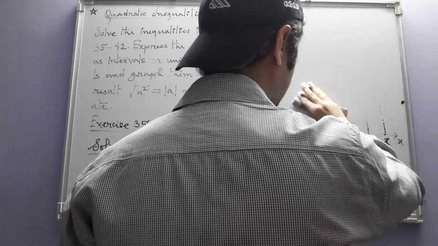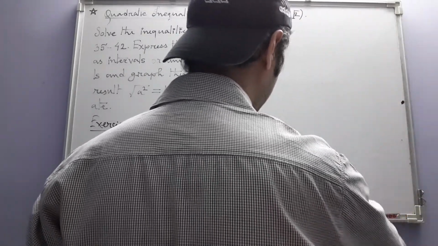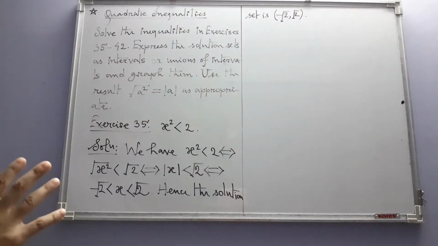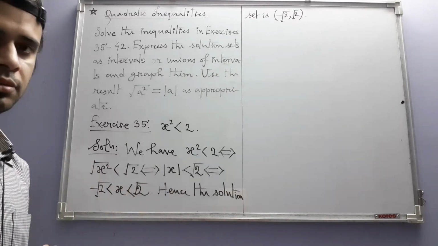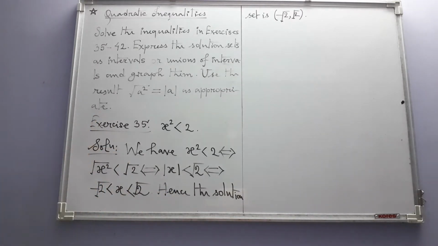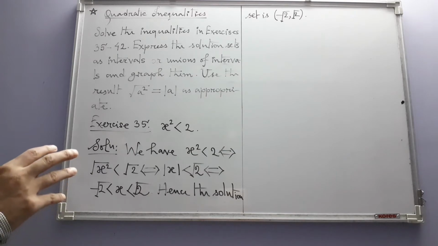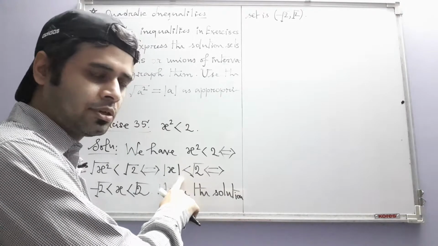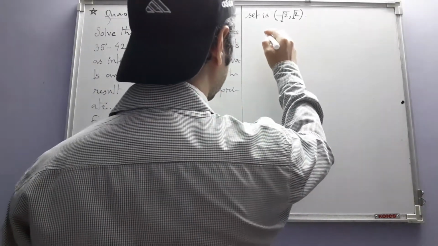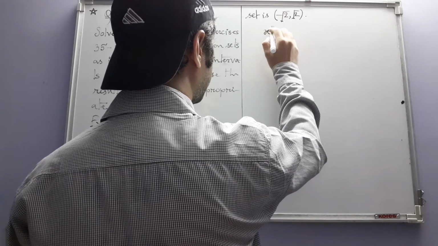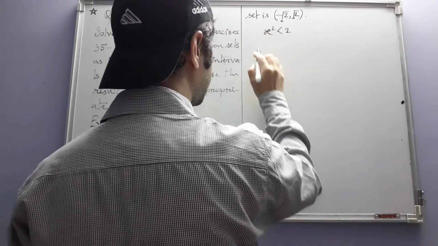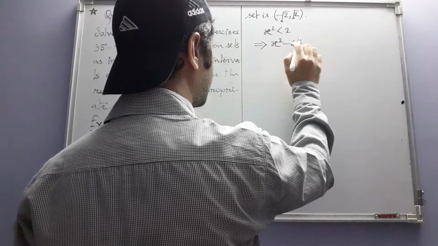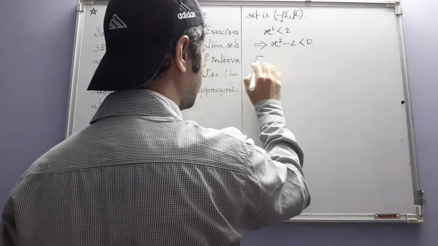Although this solution is over, I just want to show one more way of doing it, although that is somewhat not this neat. That is somewhat long-winded. Long-winded means it is a little long. It does not involve bringing absolute value. It goes something like this. x square is less than 2. This will imply x square minus 2 is less than 0.